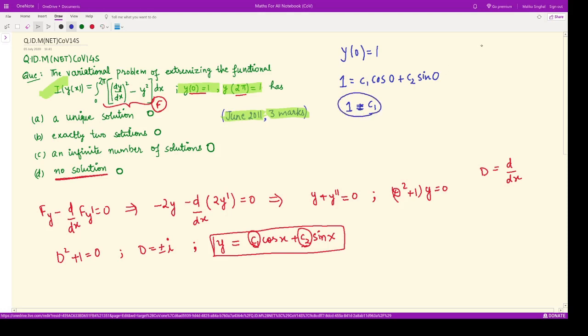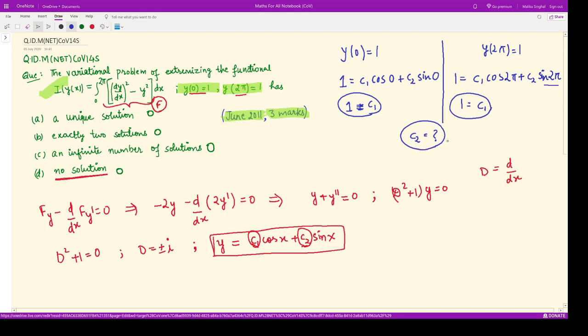So let us apply another condition, y of 2 pi is equal to 1. So here we have 1 equals c1 cos of 2 pi plus c2 sin of 2 pi. You know sin 2 pi is 0, and cos 2 pi is 1. So again c1 equals 1. So from these two conditions we cannot determine what c2 is. So c2 in our case could take any value.